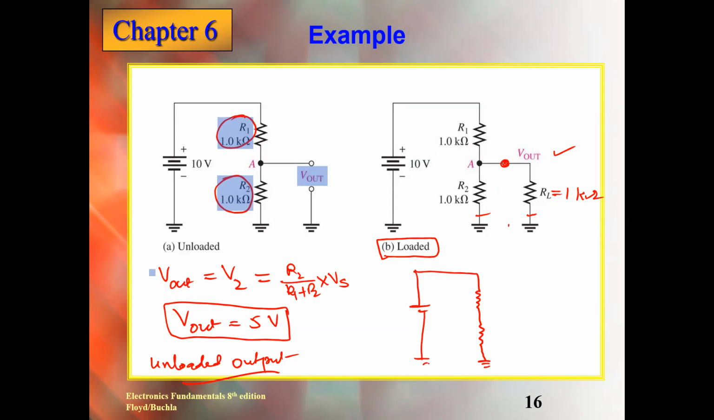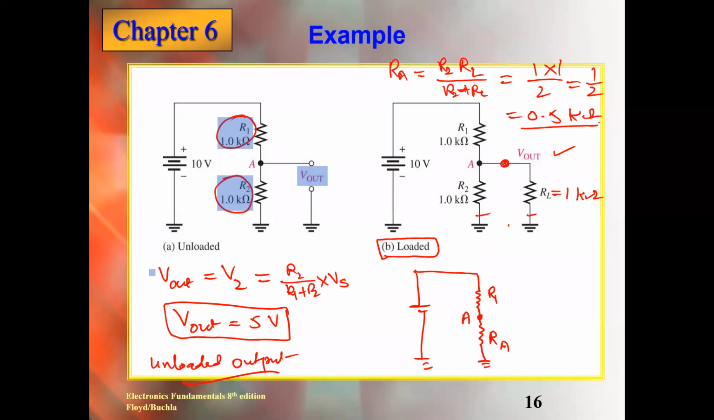Yes. This is point A, the same point. This is R1, and let's give the name RA to this one. How do we calculate RA? RA is the parallel combination of R2 and RL: R2 times RL over R2 plus RL. Are you getting it? So how much will RA be now? 1 multiplied by 1 over 2, which is 1 over 2, so 0.5 kilo ohm.